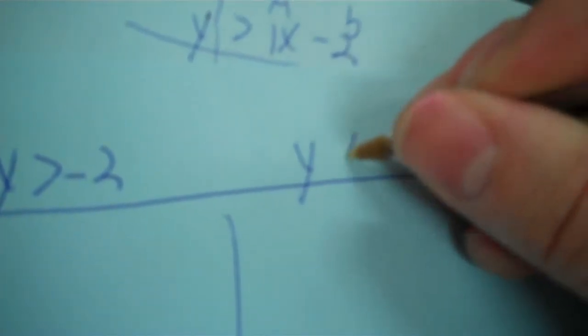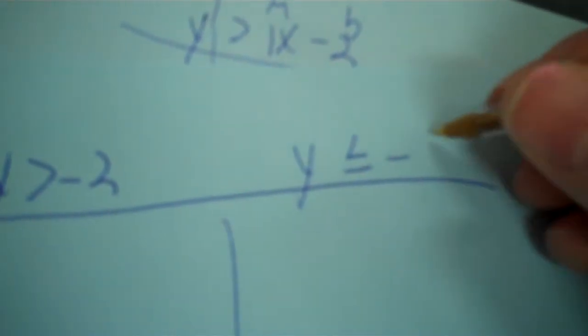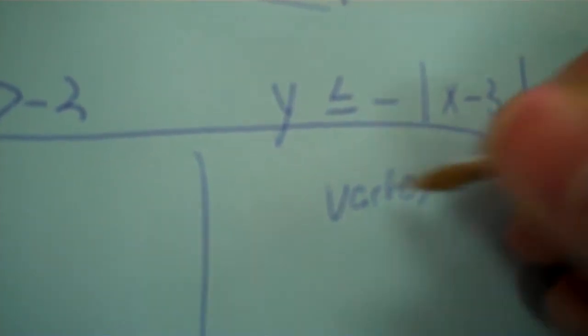Okay, 3 left. Okay, that's a line, that's going to be a V. So y greater than -2, then y less than or equal negative absolute value x minus 3. So let's talk absolute value first. So vertex, and then your stretch.